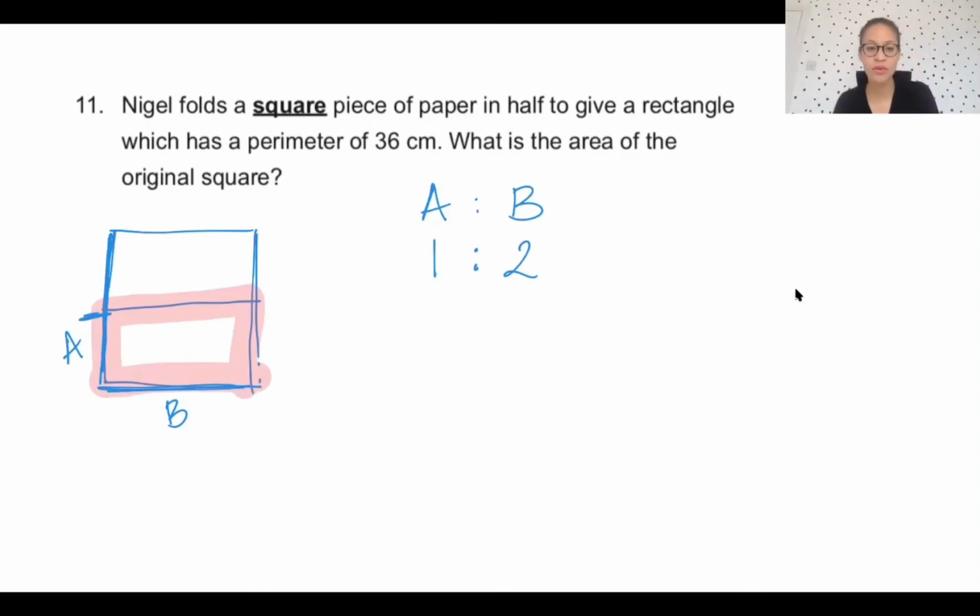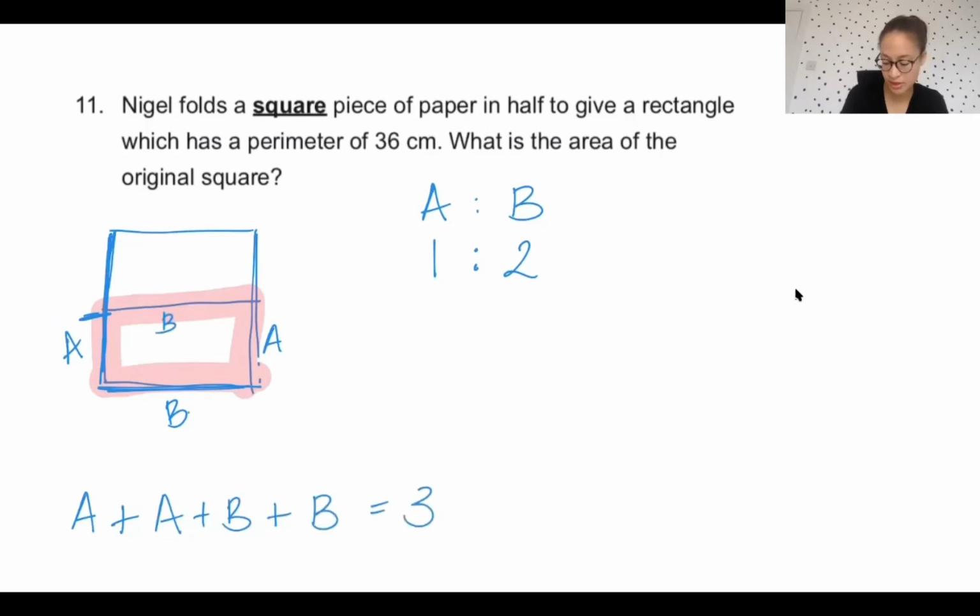But the thing is, when we found the perimeter, we would have added A plus A from that side, plus B from this side, plus B from that side to get 36. But in my ratio, I've only got one A and one B. So one A and one B must add up to what? If A plus B equals 36, what does 1A plus 1B equal?